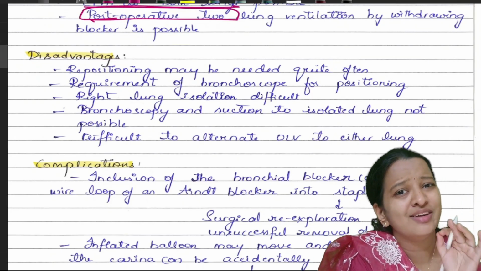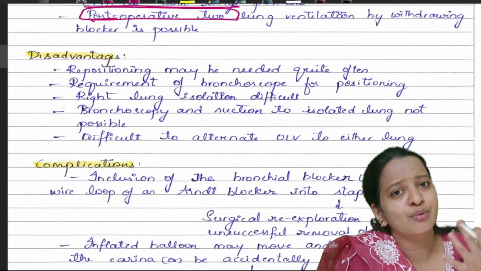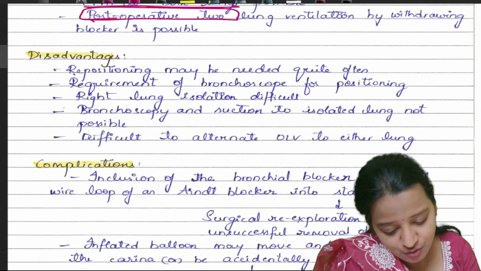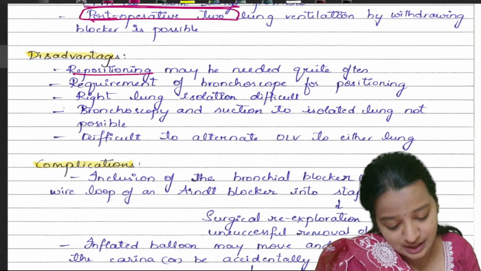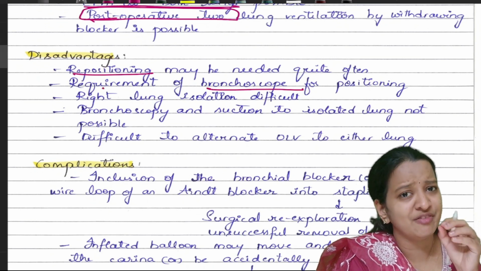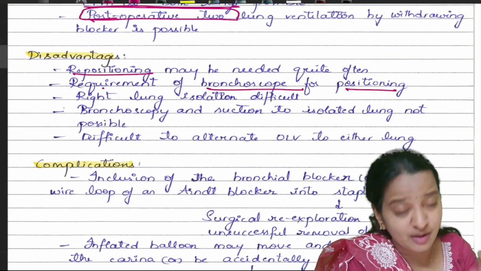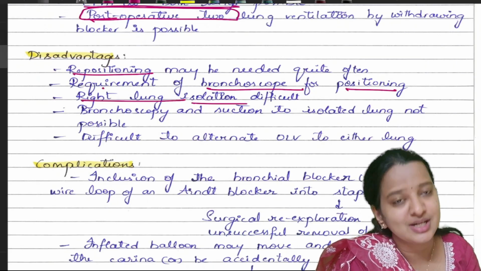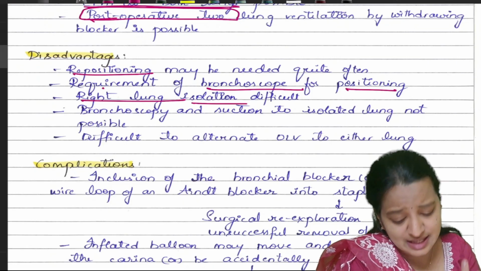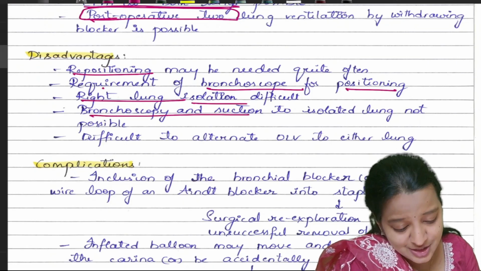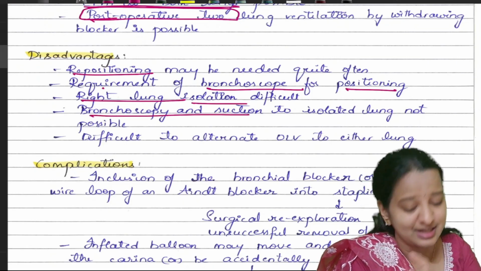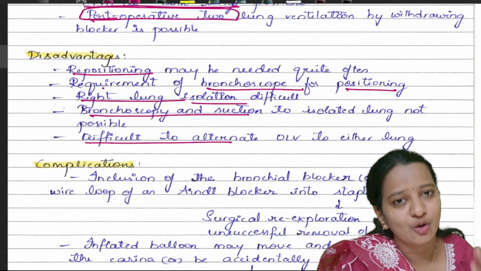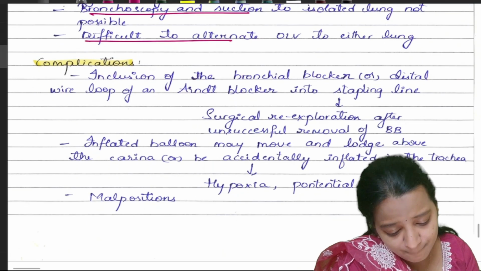With DLT we need not reposition frequently. We can do bronchoscopies, individual lung suctions and all. Here it is not possible. So there is frequent repositioning, requirement of a bronchoscope, a definitive bronchoscope for positioning, that means for placement of the blocker. And right lung isolation is difficult. There we can go for both lungs isolation. Bronchoscopy and suction to the isolated lung is not possible. There it is possible, we can alternate both lungs. Here we cannot do that.